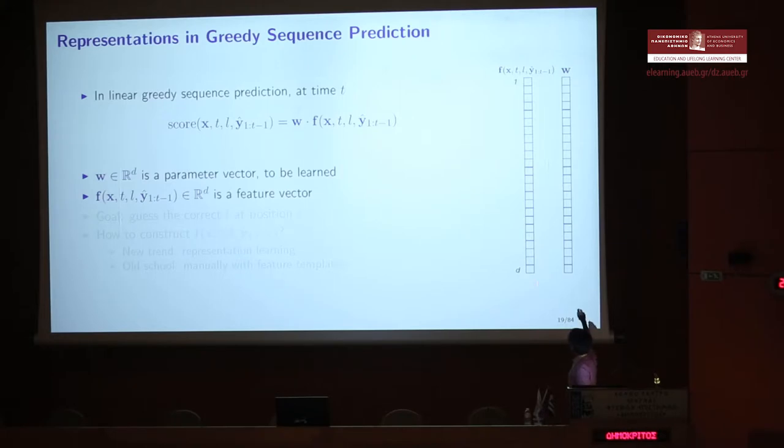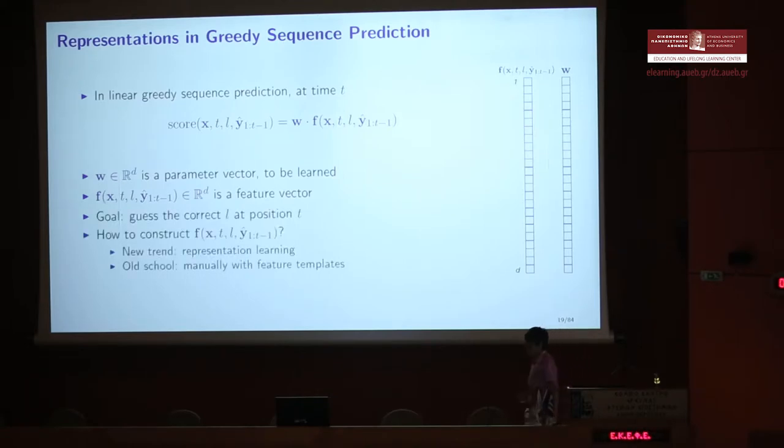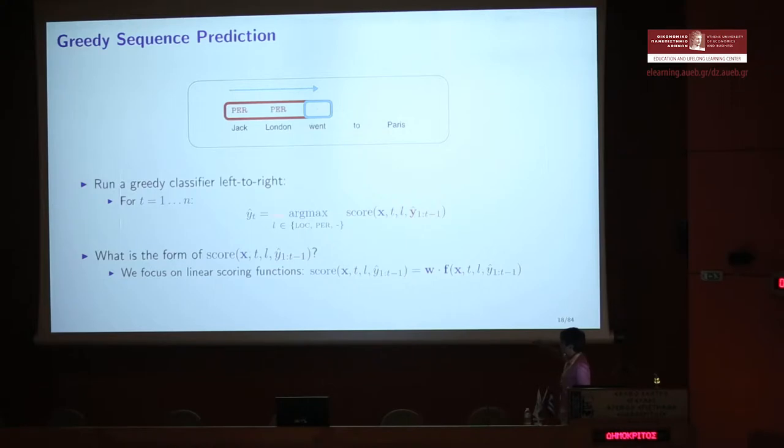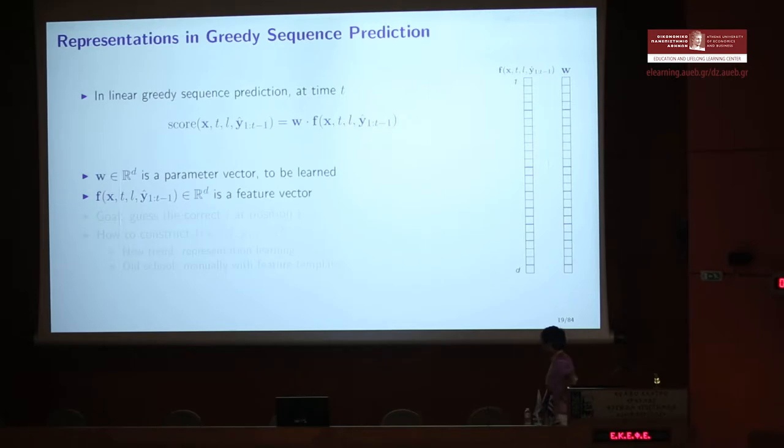You can think of a vector of D features, and along with it there's a weight vector, and the score is just given by the inner product. There's a weight for each feature, and so on. You multiply each feature by its weight, you sum all of them, and you get a score. So the goal, let's not forget, is that at position T, I need to guess the correct label. L is a possible label, and this is in the context of this. So the goal is to predict the right label for this thing, in this context.